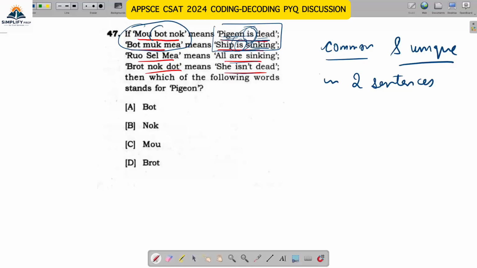So what is common here? You are clearly seeing bot. Bot is common. But has it given us the answer? No, because we have to find the code for pigeon. ठीक है, pigeon तो कहीं पे आ नहीं रहा, फिर कैसे पता लगेगा भाई? एलिमिनेशन, है ना. That in this sentence, if we decode what is dead, then we automatically get what is pigeon. So now see, focus on the dead. ठीक है, अब dead पे focus करो, ये वाला word.